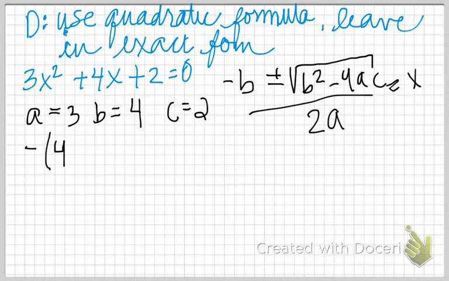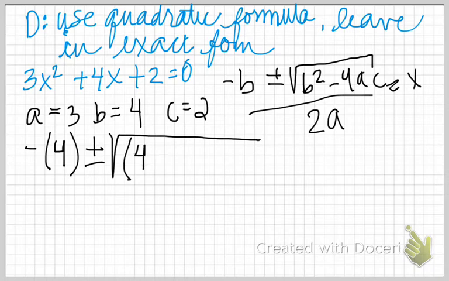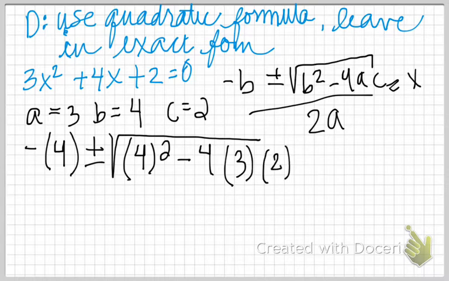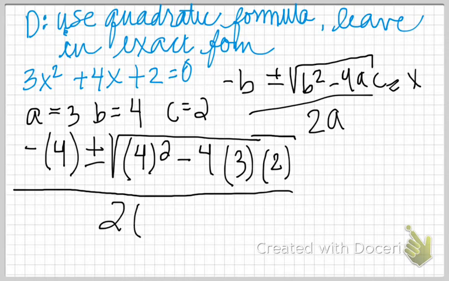Negative b, negative 4, plus or minus the square root of b squared, which is 4 squared, minus 4ac. The 4 always stays there, times your 3, times your c, which is 2. And don't forget about the 2a, it's a large fraction. Make sure it goes over everything in the numerator. 2 times a, 2 times 3. We set it equal to x. So we start simplifying from there.